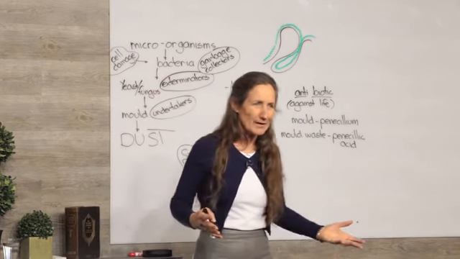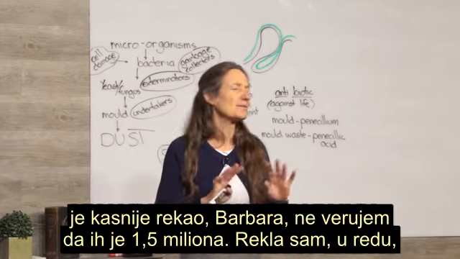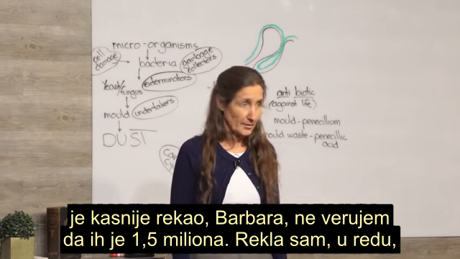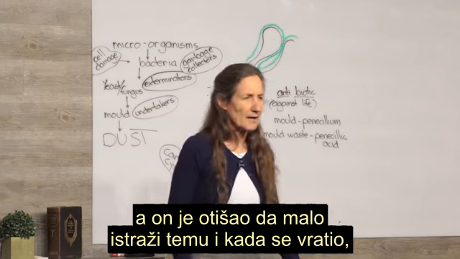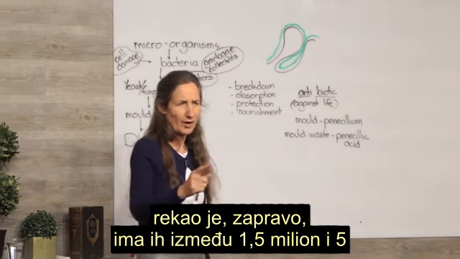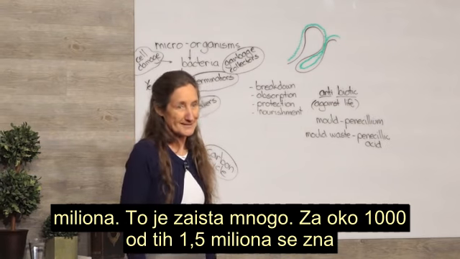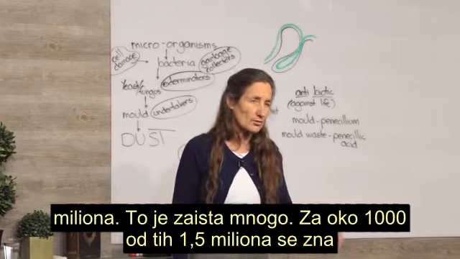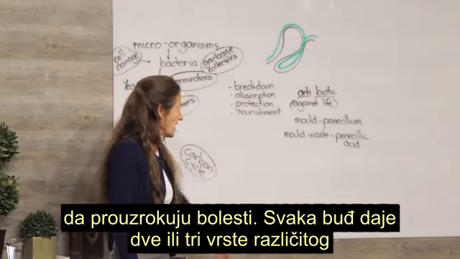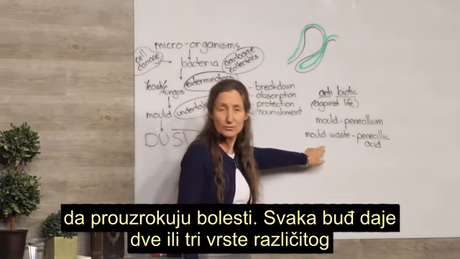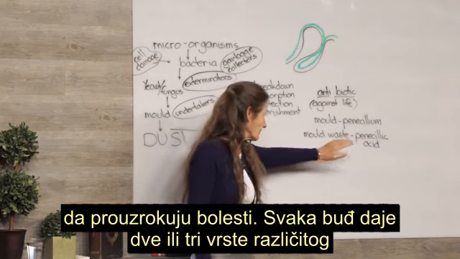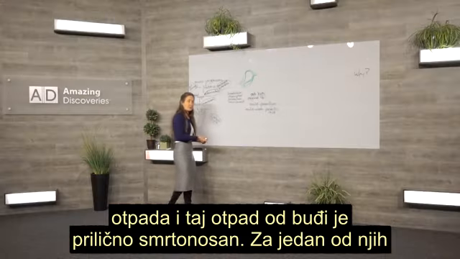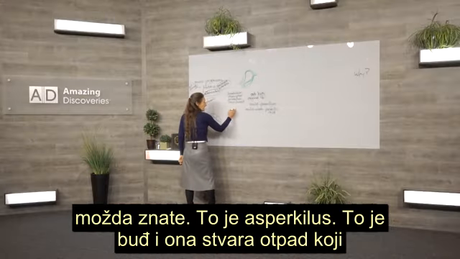I was lecturing on this one day and my husband said to me later, Barbara, I don't believe that there would be 1.5 million. I said, okay. So he did a search and he came back and he said, actually, it's between 1.5 and 5 million. This is quite big. 1,000 of those 1.5 million are known to cause disease in mankind. Every mold can give off 1 or 2 or 3 different mold wastes, and it's the mold wastes that are quite deadly. One that you might be familiar with is Aspergillus.